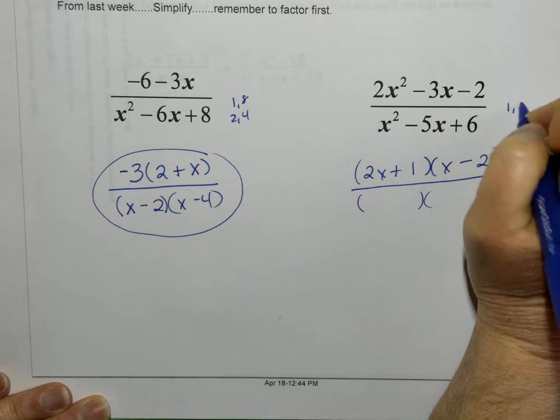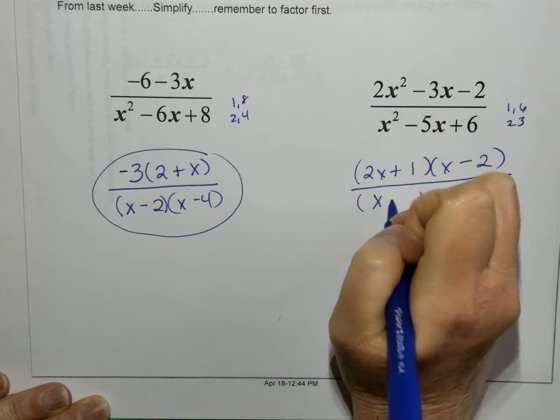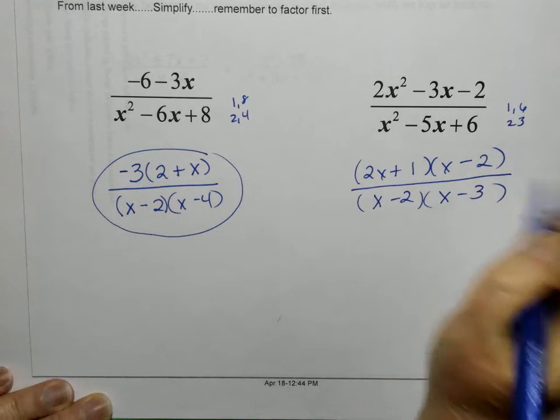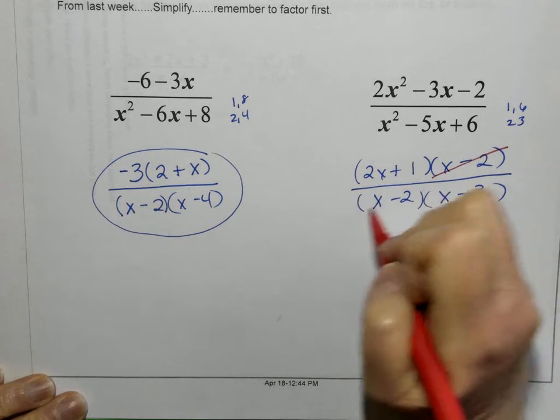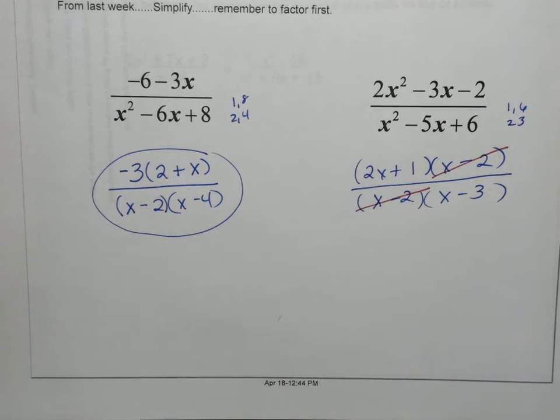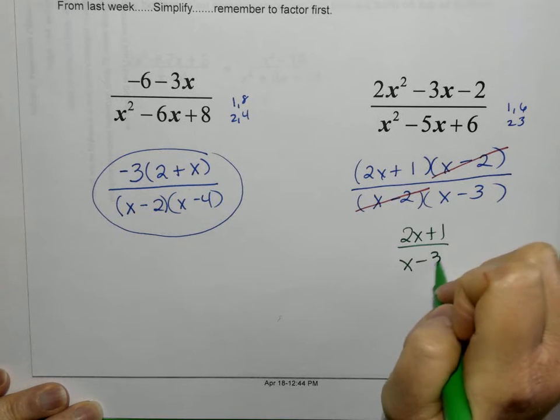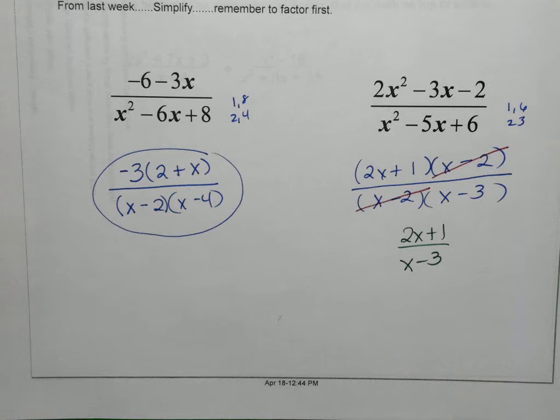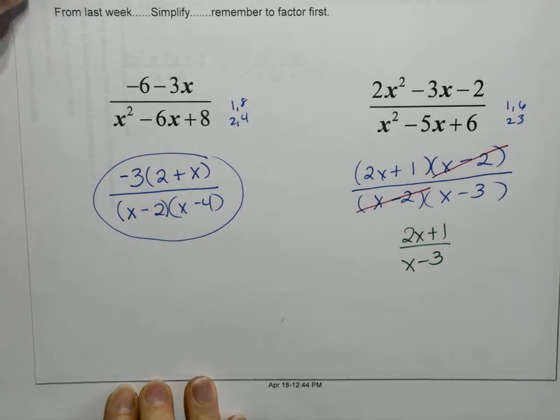Factors of 6 are 1 and 6 and 2 and 3. I need a total of 5, so it must be x minus 2 and x minus 3. Well, look at that. I have an x minus 2 on the top and an x minus 2 on the bottom. So I have a final answer of 2x plus 1 over x minus 3. Please note, I am not canceling the x's. Yes, the x in the top is being multiplied, but it's not being multiplied in the bottom. Therefore, it's not a factor and it cannot be canceled.